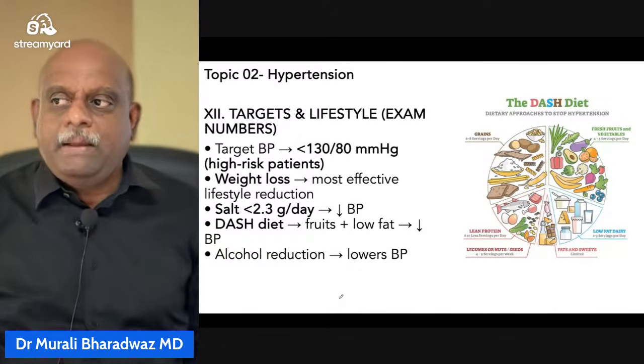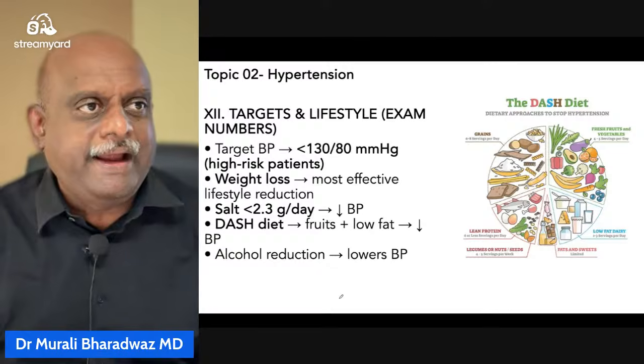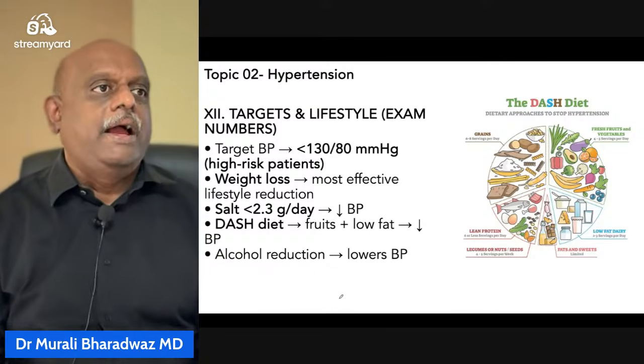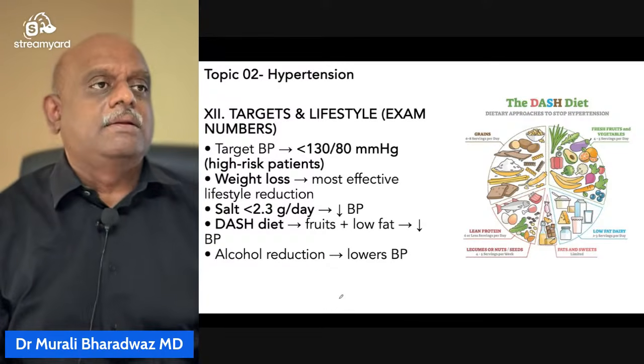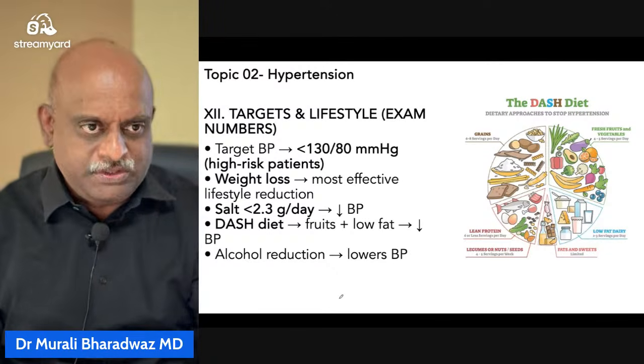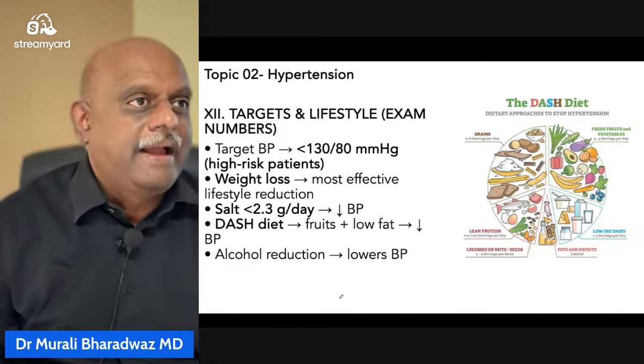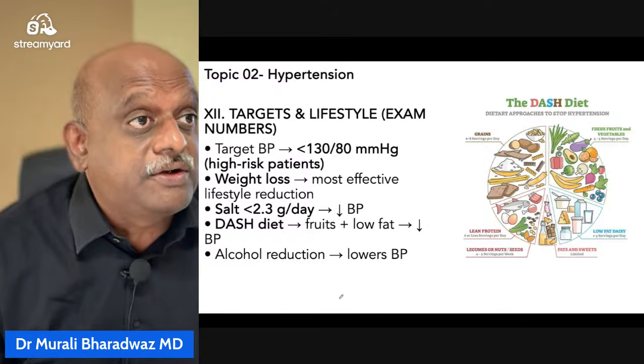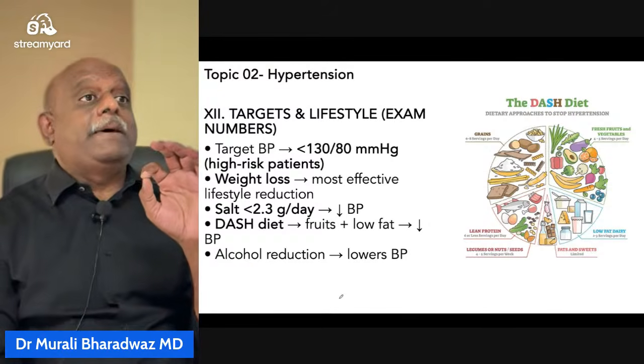So ultimately, what is the target? The target BP is less than 130 by 80. And what is the most effective lifestyle method? Lose the weight, lose the BP. And how much salt should you restrict to? Less than 2.3 gram per day.